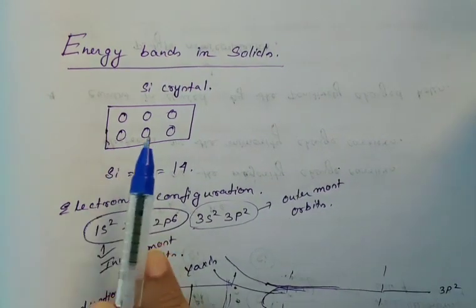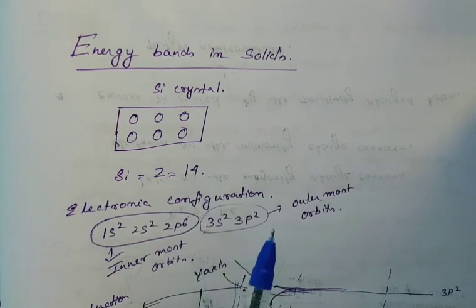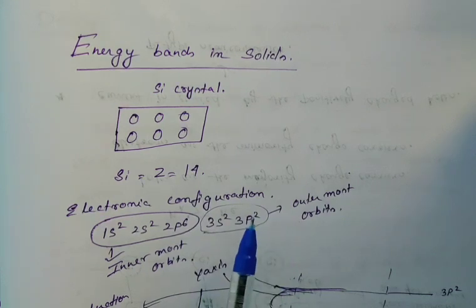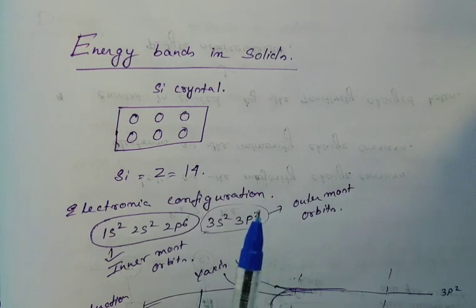So next is energy bands in solids. From Bohr's atomic model, we know that electrons have well-defined energy levels in an isolated atom. But due to the interatomic interactions in a crystal, the electrons of the outermost shells are forced to have energies different from those in isolated atoms. So here each energy level splits into a number of energy levels, forming a continuous band.